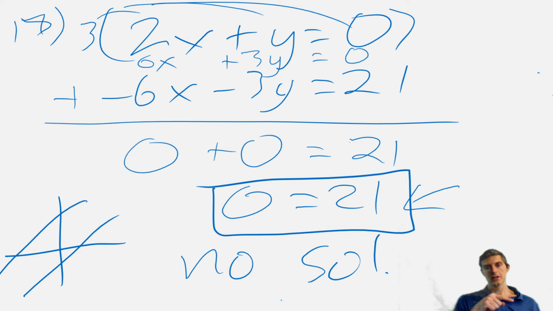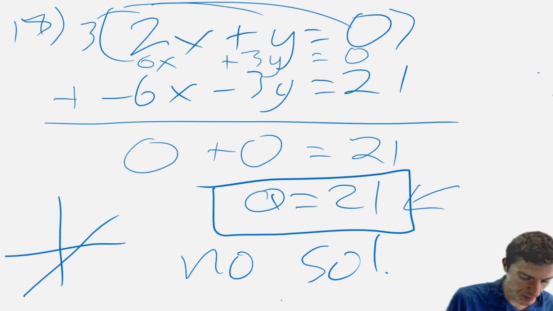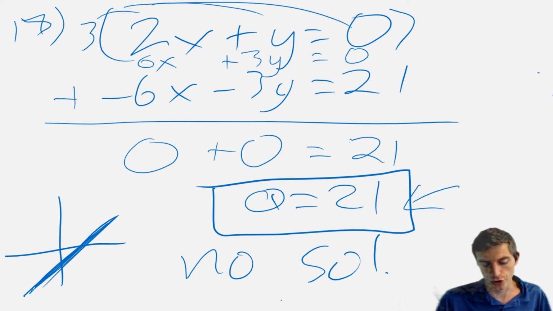The reverse of this is if I was to get something like this, 21 equals 21, that's when I get infinite solutions. So watch out for that. And that would be the situation where the two lines are actually the same line. So they're true not just in one spot, but in an infinite amount of spots.